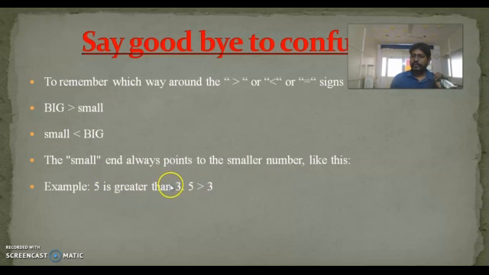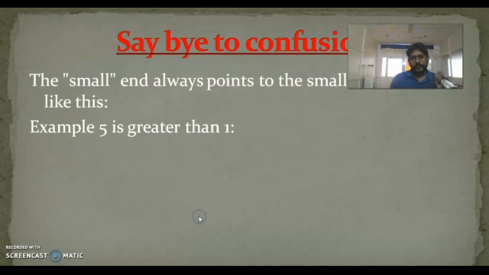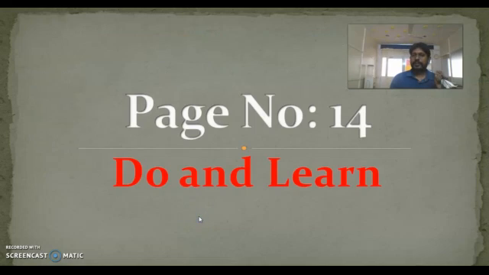5 is greater than 3. 3 is smaller and the pointer is facing 3. 4 is less than 10. So 4 is the smaller number, and the pointer is showing to this side. So 4 is less than 10. Now let us discuss the do and learn sums on page number 14.